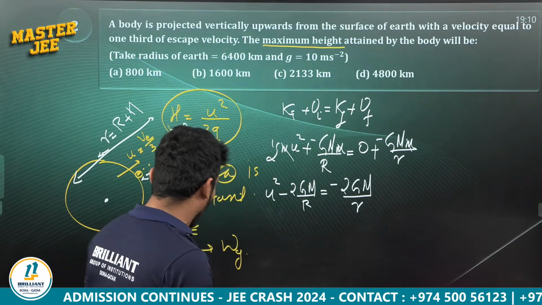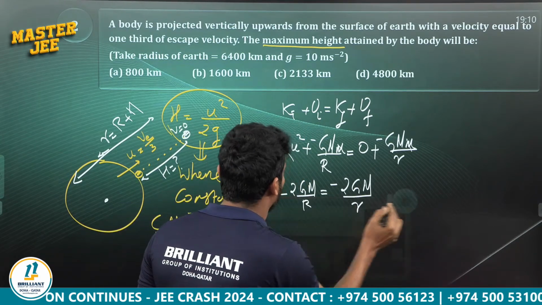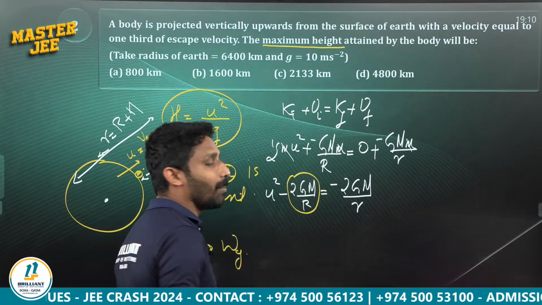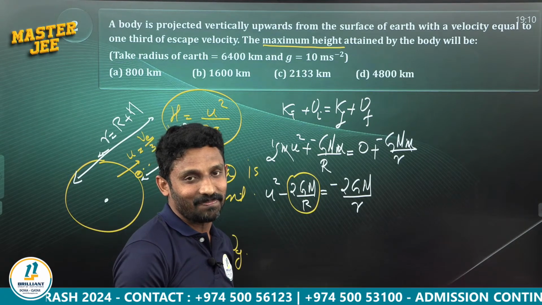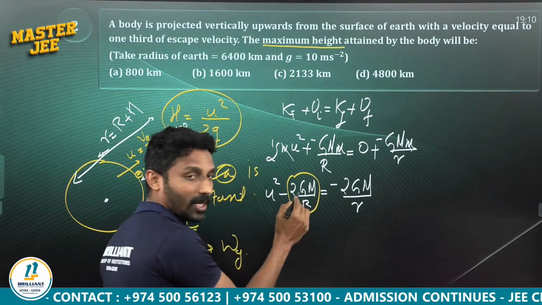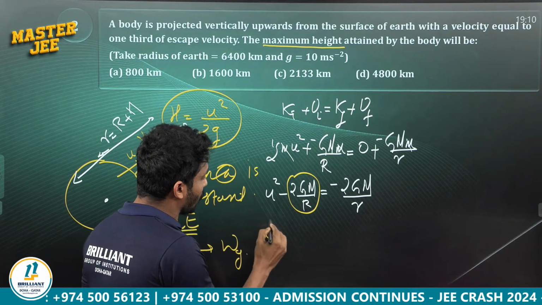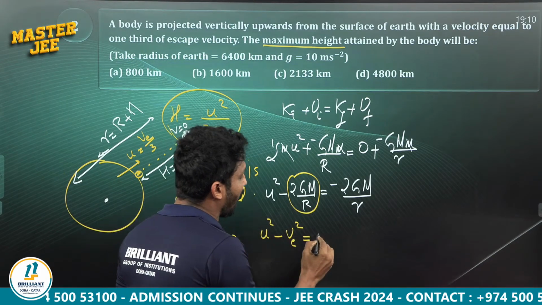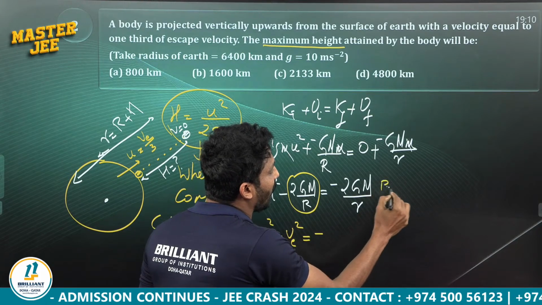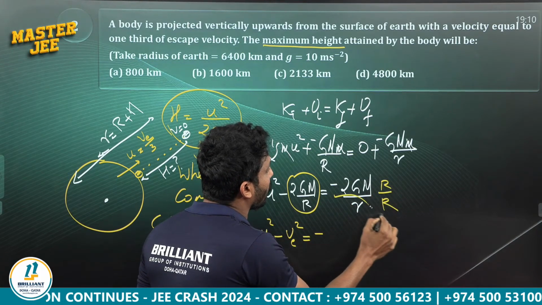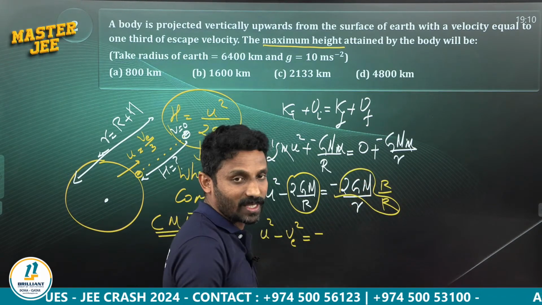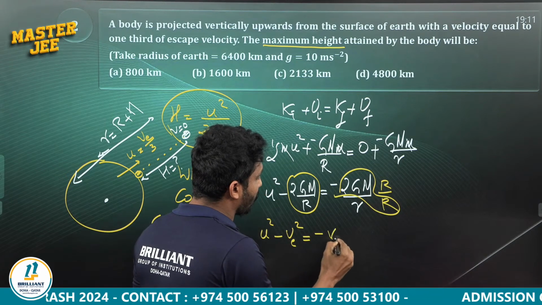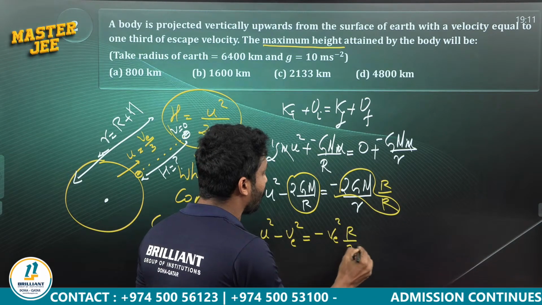Now we know this 2GM by R is the square of escape velocity. So we get u square minus Ve square is equal to minus, here we can multiply and divide with R. This one is also the square of escape velocity, so minus Ve square into R by r.